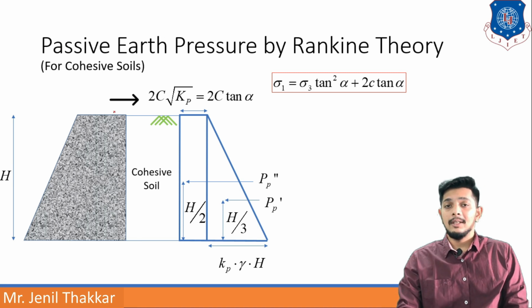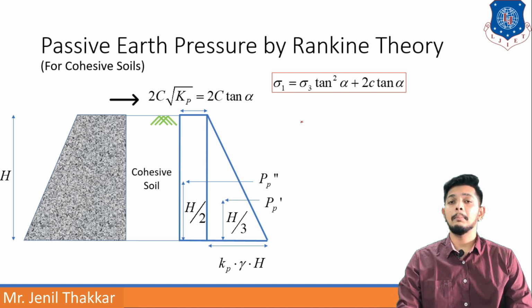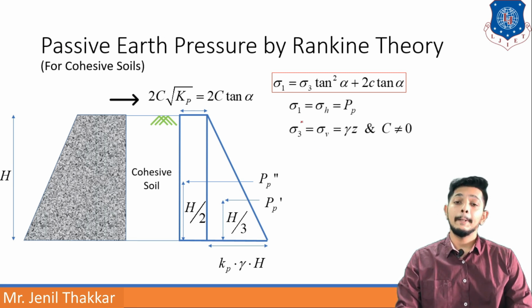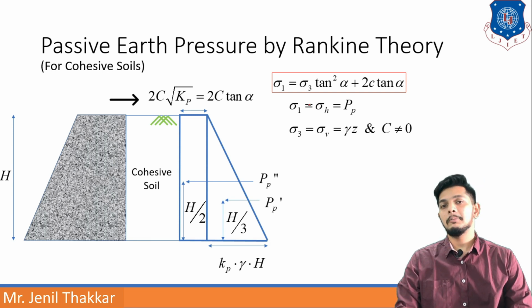Here, sigma 1 will be the major principal stress, sigma 3 will be the minor principal stress. Sigma 1 will be governed by horizontal stress, which is Pp, the passive earth pressure. And sigma 3, the minor principal stress, will be governed by vertical stress sigma v as gamma into Z. Z will be the depth of the retaining wall. And C will not be 0 here.